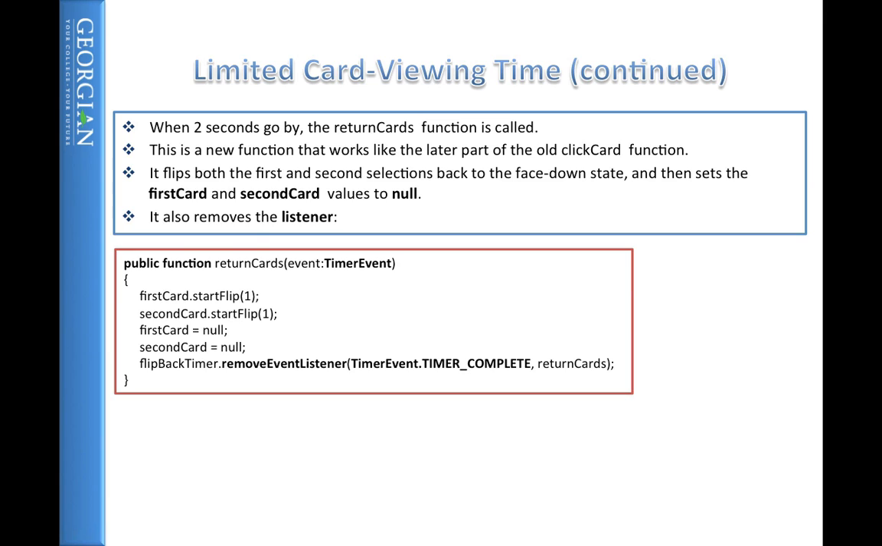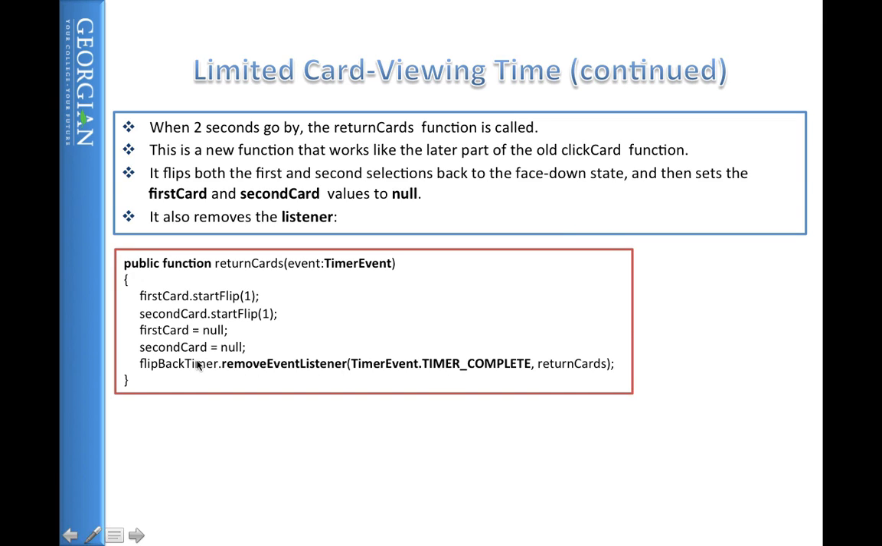And here's what it looks like, right? So we're going to start the flip, and we're going to set up this timer event object, flip back timer, and we want on timer complete to call return cards, right? So what is it doing? It's calling itself. It's removing its own timer. So once the timer is complete, it's removing itself, and you're doing that within the function itself. This is okay, right?